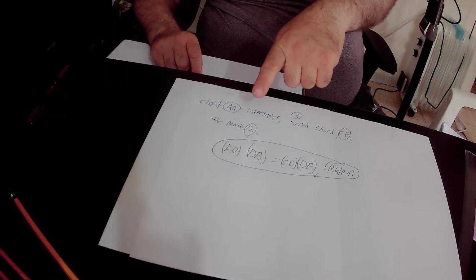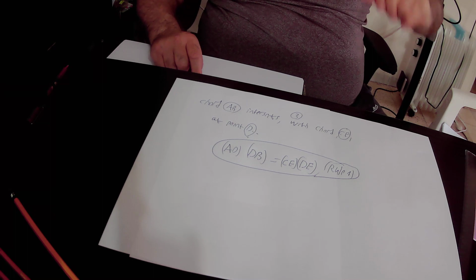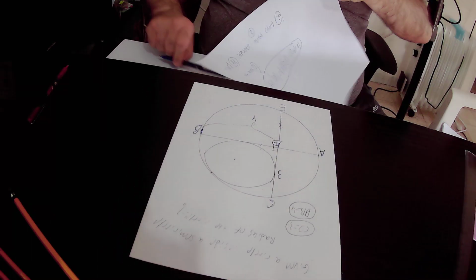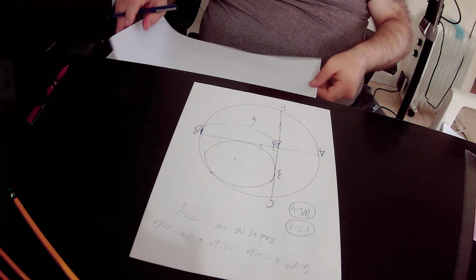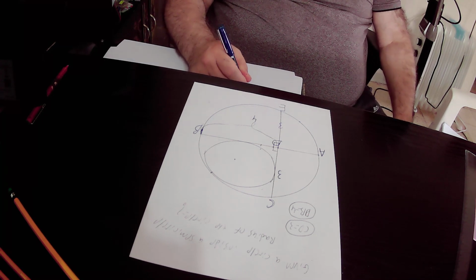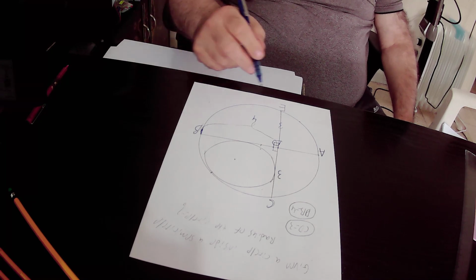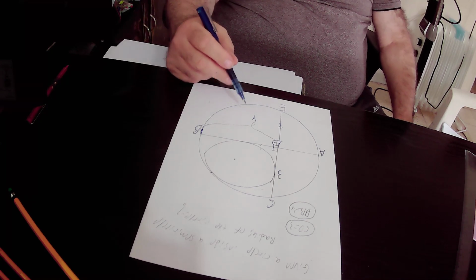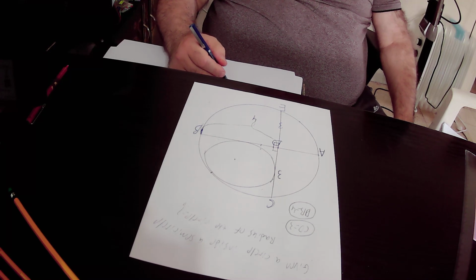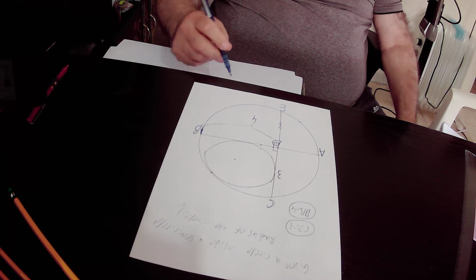I repeat again, AD times DB equals CE times DE according to rule number 1. AD is the missing line segment, so we will leave it as it is, times DB. DB equals 4 units according to what is given in the question, so we will substitute DB by 4, and it is equal to CE.